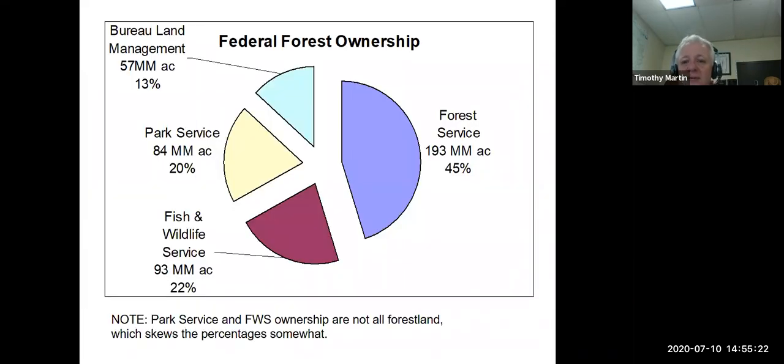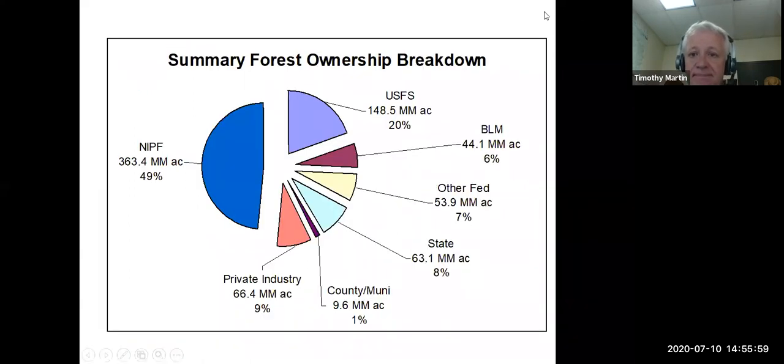Okay. So summary of federal forest land ownership. Forest Service is the king in terms of forest ownership in federal property. Bureau of Land Management and Park Service and Fish and Wildlife Service are sort of equal, but keep in mind those Park Service and Fish and Wildlife Service numbers are skewed large because not all of those acreages are in forest. That BLM part, that's just the BLM forest part. Okay? So that's federal land management and ownership.